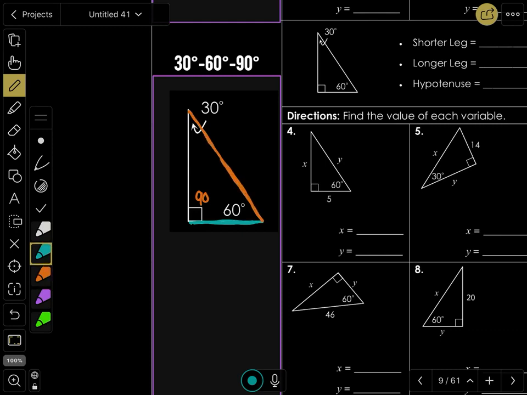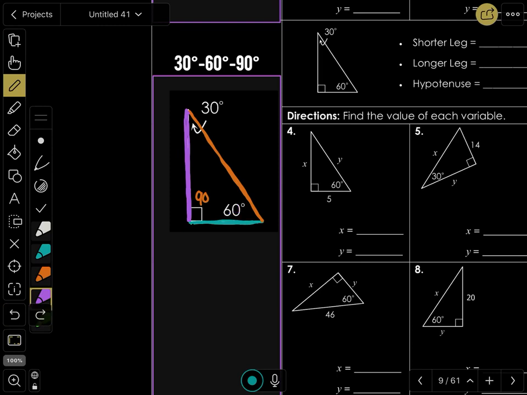And then finally, in the middle is kind of the medium measure, which is 60. So across from the medium measure, we have the medium size side, the medium length. And so here we have our different lengths. And we're going to use those to help us out.